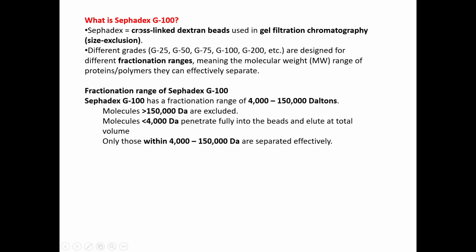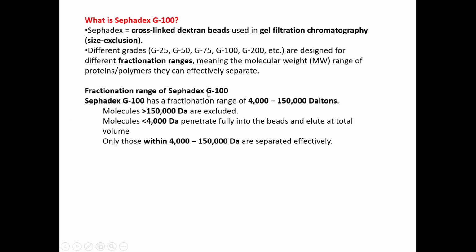So what is Sephadex G100? Sephadex is basically, first of all, a cross-linked dextran bead, and it is used in SEC. And there are different grades of Sephadex. So G is your grade 25, grade 50, grade 75, and these are designed for different fractionation ranges, meaning different molecular weights of proteins and polymers that it can effectively separate. Like I also told you guys, you can choose your material depending on the range of the molecular weight your proteins are in the sample.